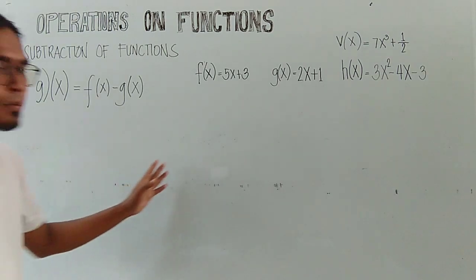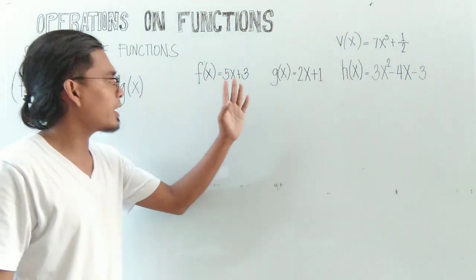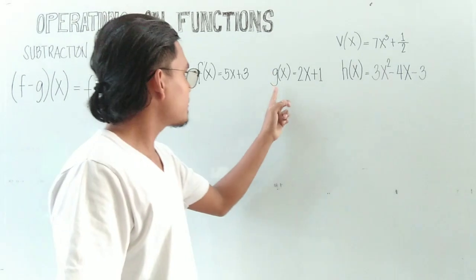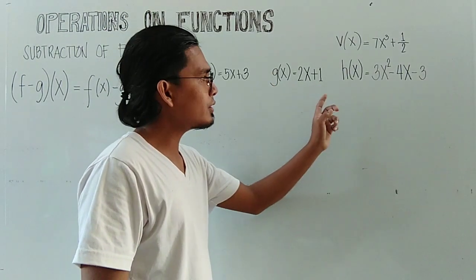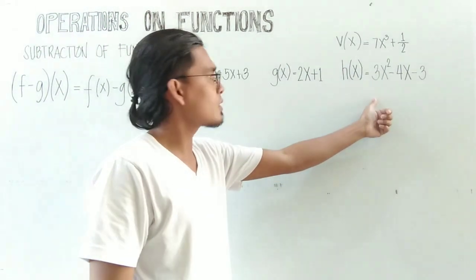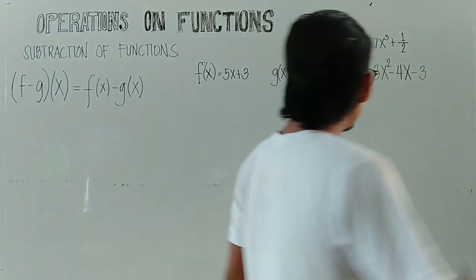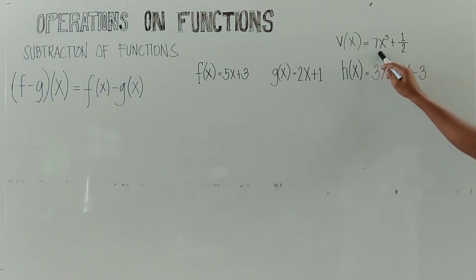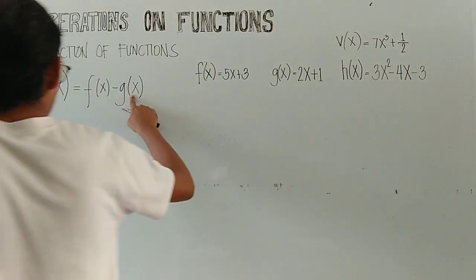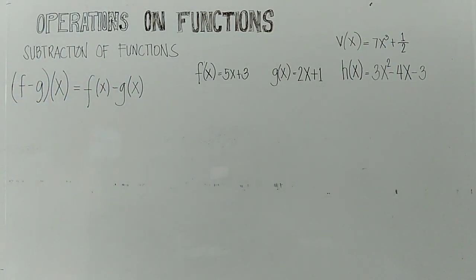So, example, on the board, we have f of x equals 5x plus 3. Then, we have g of x equals 2x plus 1. Then h of x equals 3x squared minus 4x minus 3. Then we have v of x equals 7x cubed plus 1/2. So mabalik pa sa pinaka-basic na example in getting the difference of your functions or subtracting your f and g. So we have f minus g again of x equals f of x minus g of x.